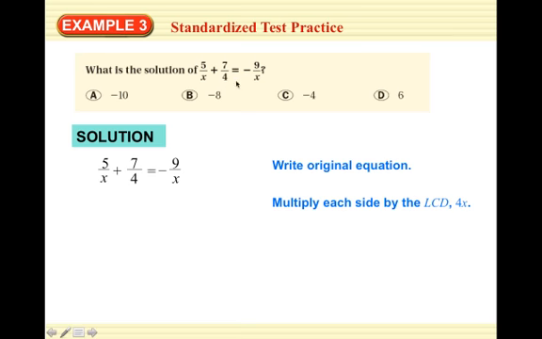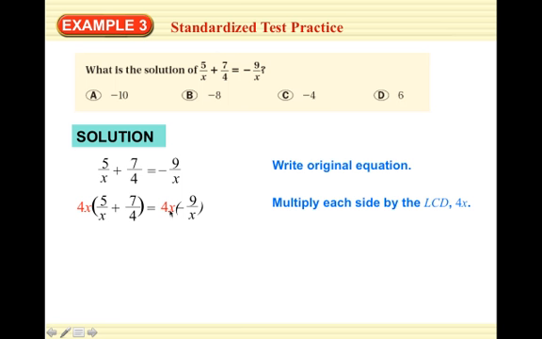It's going to be x times 4, or 4x. And we're going to multiply both sides of the equation by the 4x. So the side with the plus, the 5 over x plus 7 over 4, we're going to have to distribute the 4x to both terms.